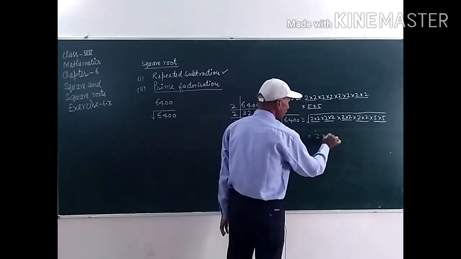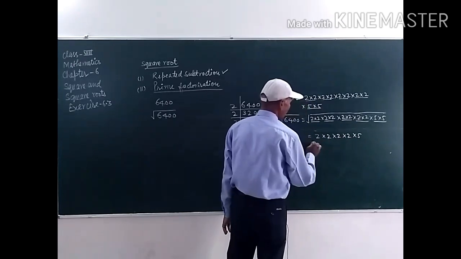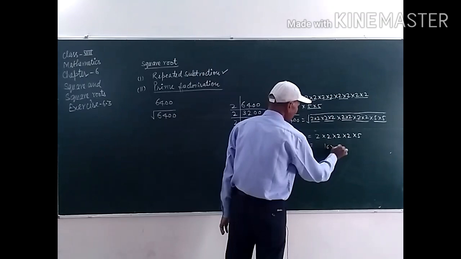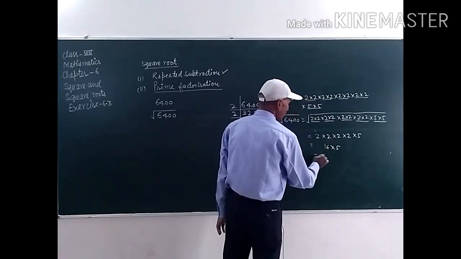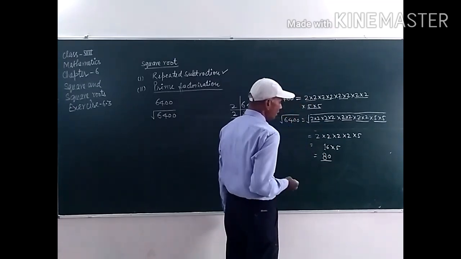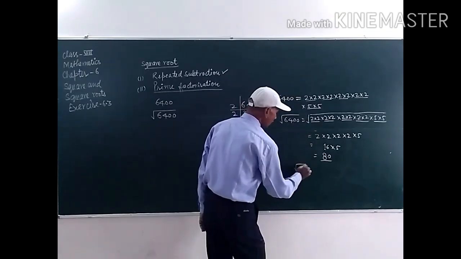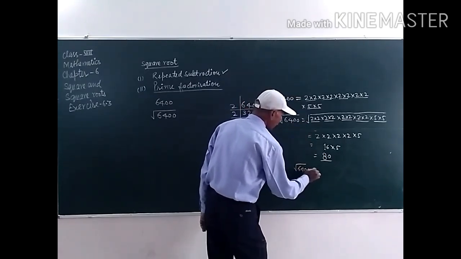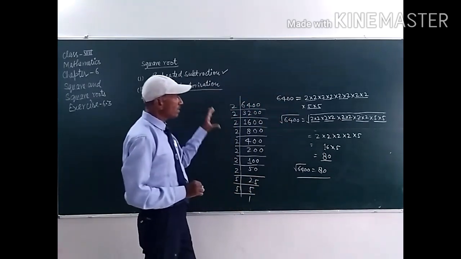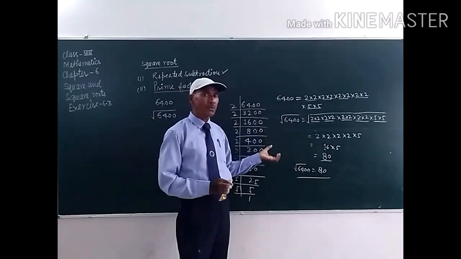So 2 into 2 into 2 into 2 into 5, and 2 2s are 4, 2 4s are 8, 2 8s are 16, into 5. 16 5s are 80. This one is the square root of 6400, or square root of 6400 is equal to 80. Clear, student? So using prime factorization method we can find the square root of any number.